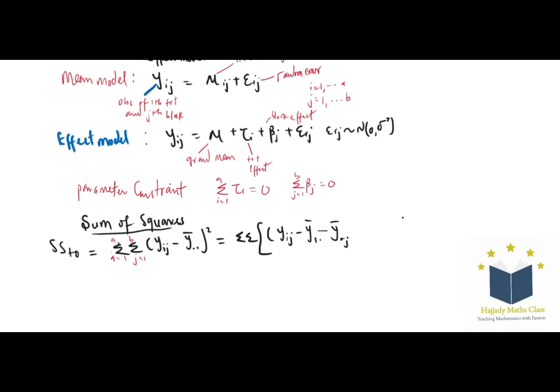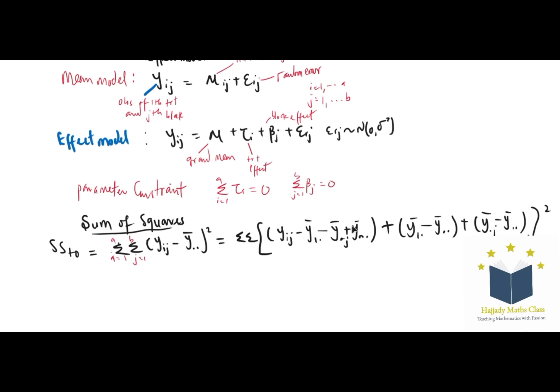plus Y bar dot dot, which is the grand mean, plus Y bar i dot, which is the treatment mean, minus Y bar dot dot, the grand mean, plus Y bar dot j minus Y bar dot dot, all squared. Then you're going to ask me, why do we have this? This is a very good question.